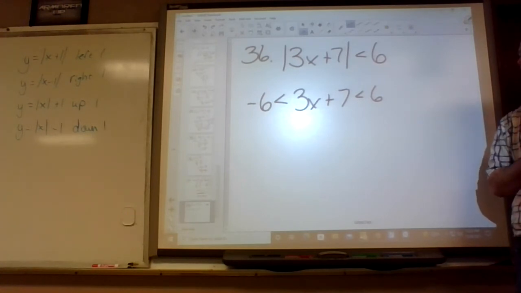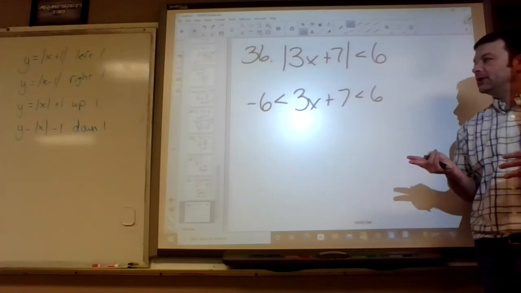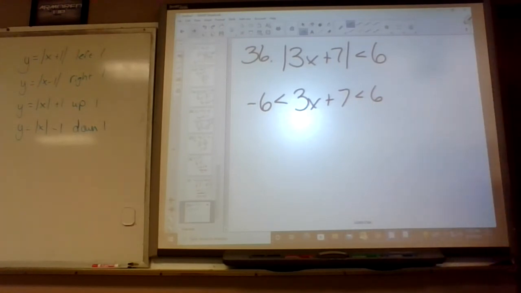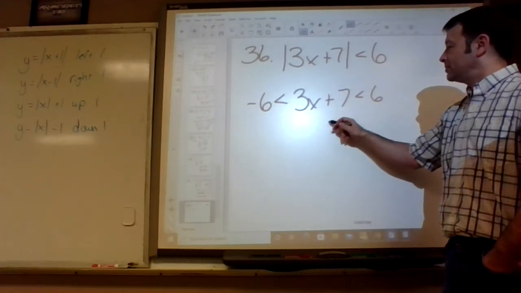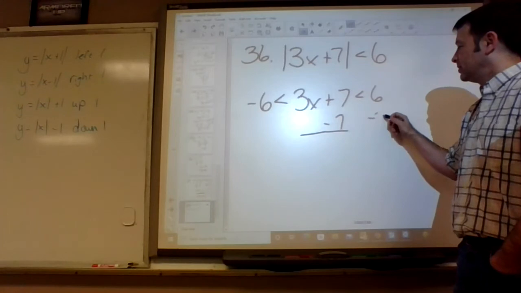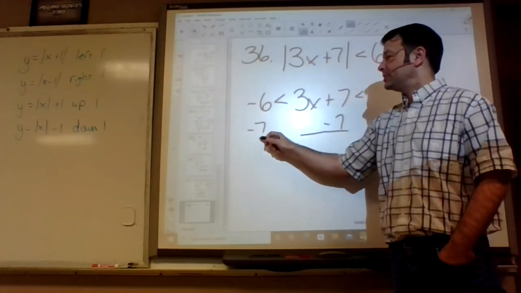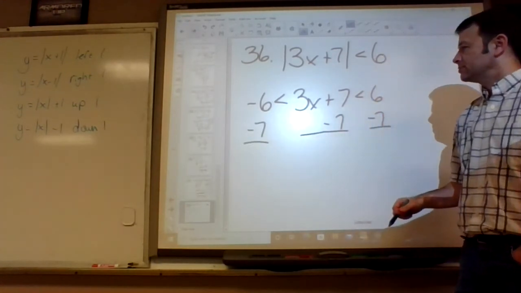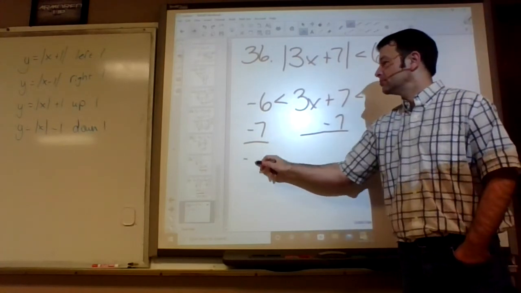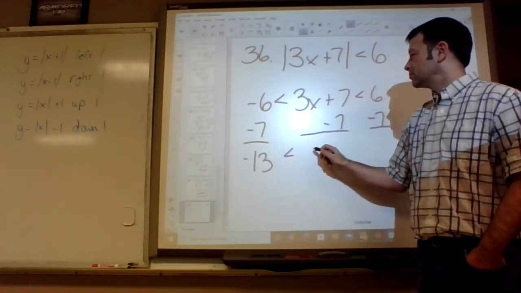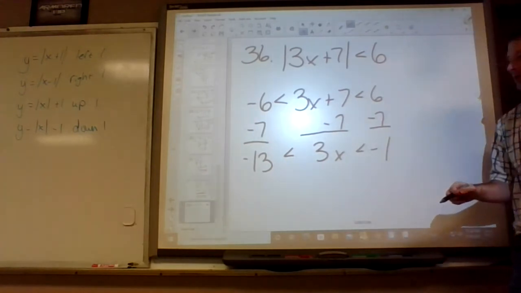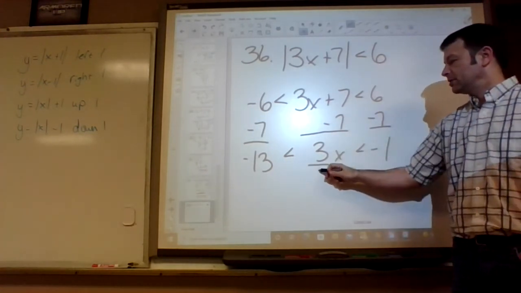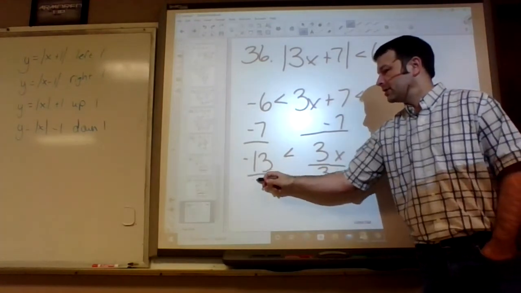That'd probably be a good note. Solving it is easier. That was the hard part, setting it up, because usually people forget how it works. Subtract 7. So when you get x by itself in the middle here, when you subtract 7, you just do it to everything, all three sides. And then divide by 3.